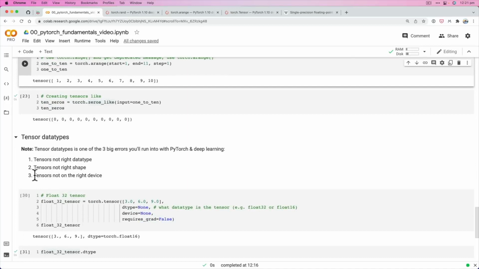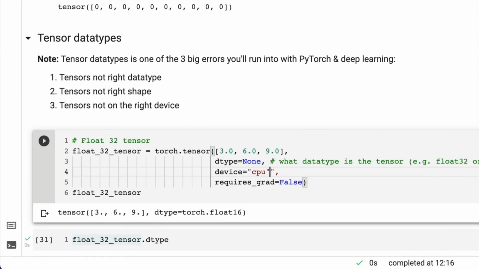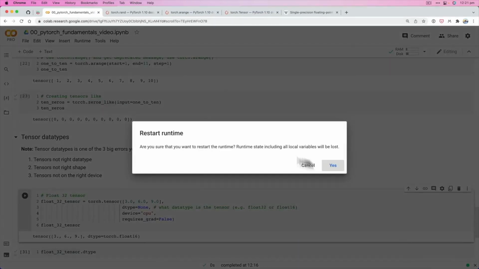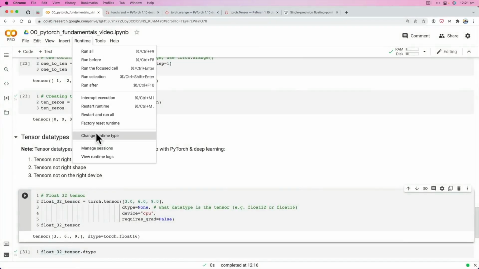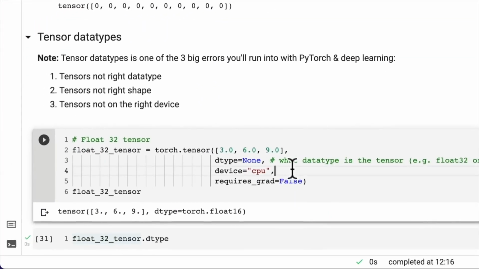And this is a perfect segue to the device. Device equals none by default. This is going to be CPU. This is why we are using Google Colab, because it enables us to have access to a GPU. As I've said before, a GPU enables us, so we could change this to CUDA. We'll see how to write device agnostic code later on.